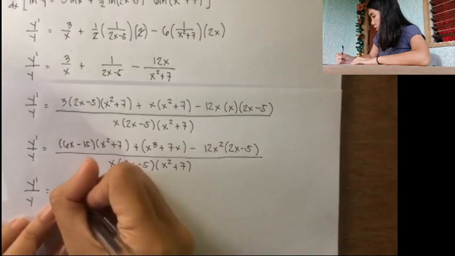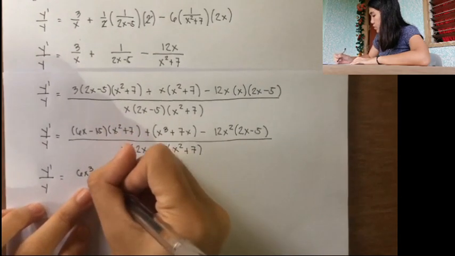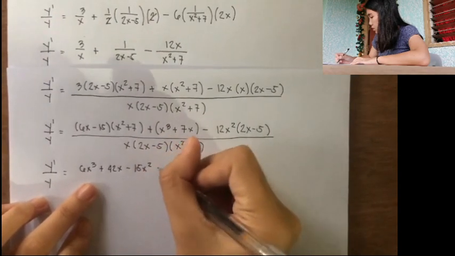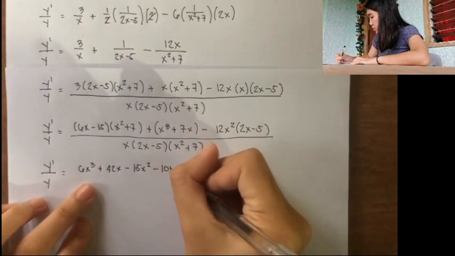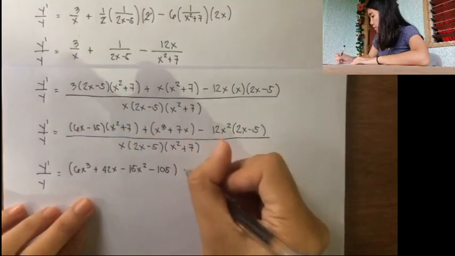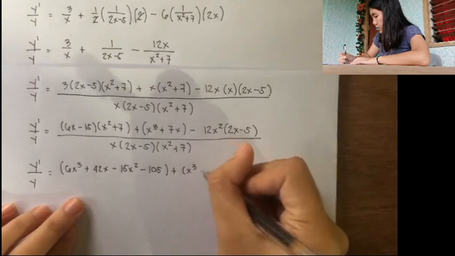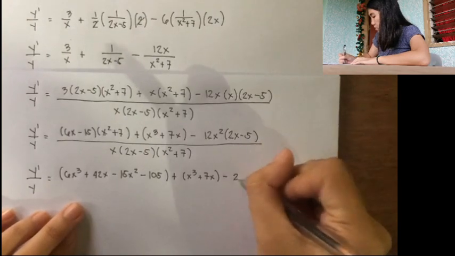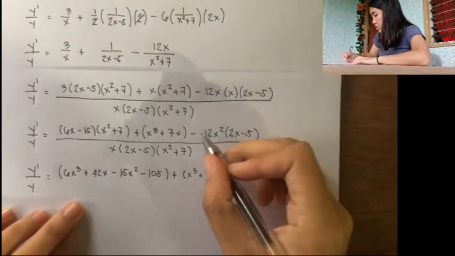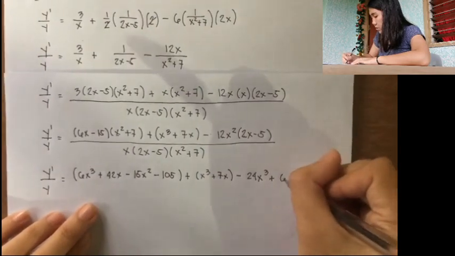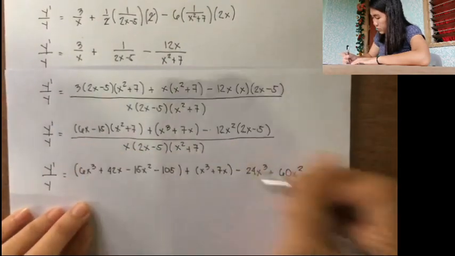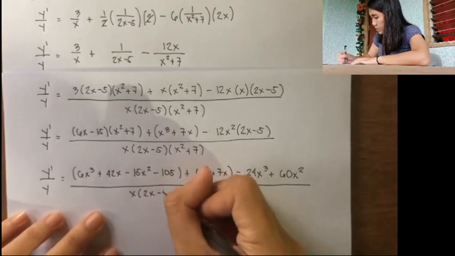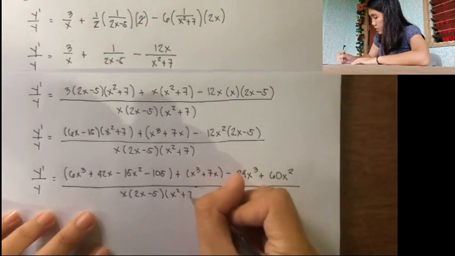6x times x squared is 6x cubed, plus 6x times 7 is 42x, minus 15 times x squared is 15x squared, minus 15 times 7 equals 105, plus x cubed plus 7x minus 12x squared plus 2x is 24x cubed plus 12x squared times 5 equals 60x squared, over x times 2x minus 5 times x squared plus 7.